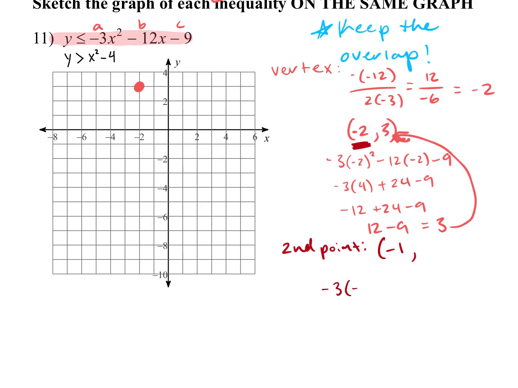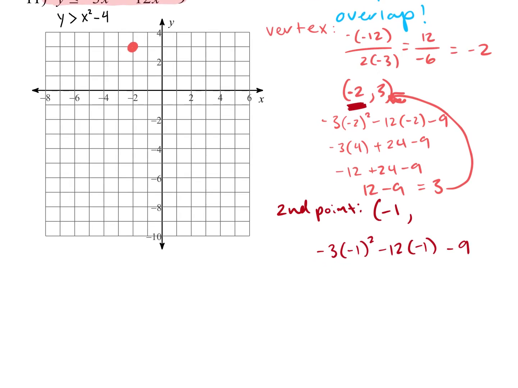So negative 3 times negative 1 squared minus 12 times negative 1 minus 9. So negative 3 times 1 would just be negative 3 plus 12 minus 9. So this would be 9 minus 9, which is 0. So the y coordinate is 0. So go to the left to negative 1, stay at 0. All right, so there's our second point.